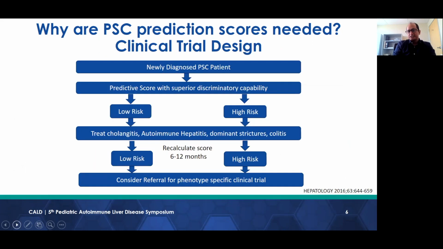This is an example of how PSC prediction scores can be used in clinical trial design. For example, a newly diagnosed PSC patient can have a predictive score with superior discriminatory capability, such as a SCOPE index calculated at the time of diagnosis and classified either as low risk or high risk. Coexisting conditions or complications of PSC, such as cholangitis, autoimmune hepatitis, dominant strictures, and colitis can be treated, and the patient can be then reclassified about 6 to 12 months after treating this as low risk or high risk again, and then considered for referral in phenotype specific clinical trial. For example, PO vancomycin in low risk PSC patients.